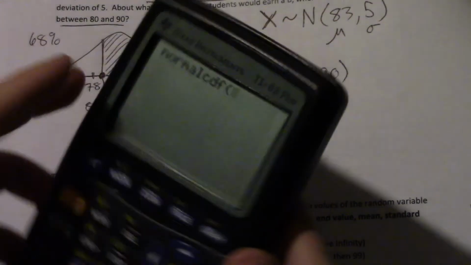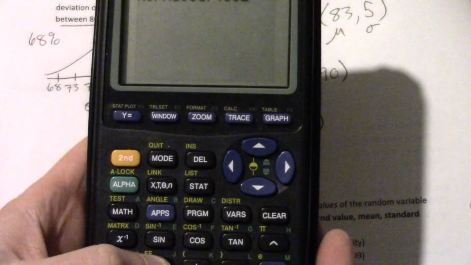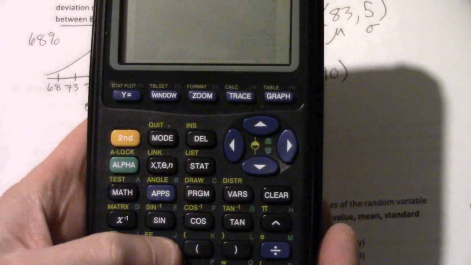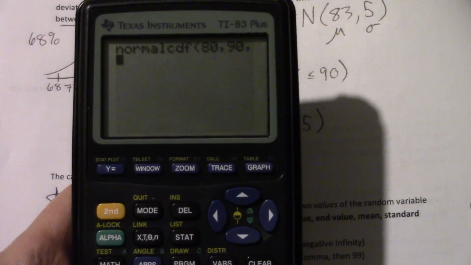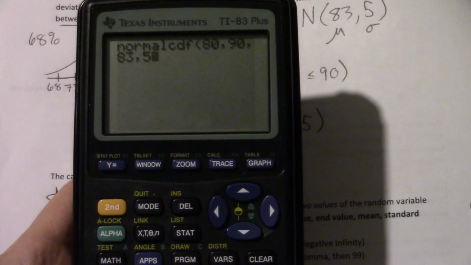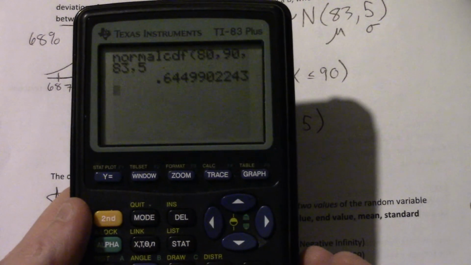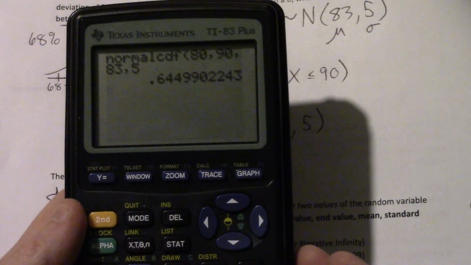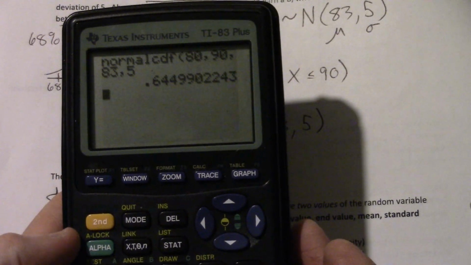So let's enter that into the calculator and see what we get. So we start at 80. Again, the comma button is above 7, comma. We're ending at 90. The mean is 83, and the standard deviation is 5. So you press enter, and there's your probability. 0.064499. We'll just call that 0.645.